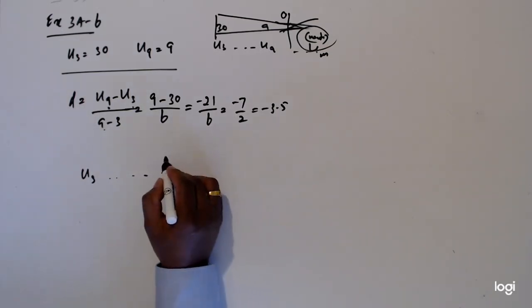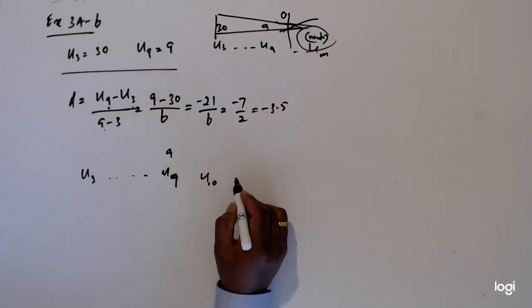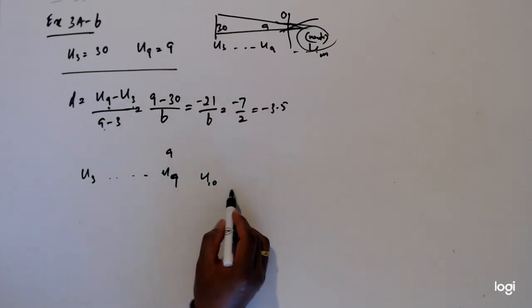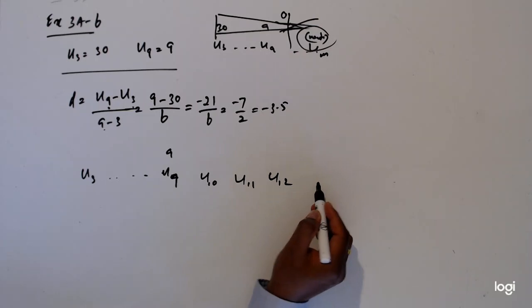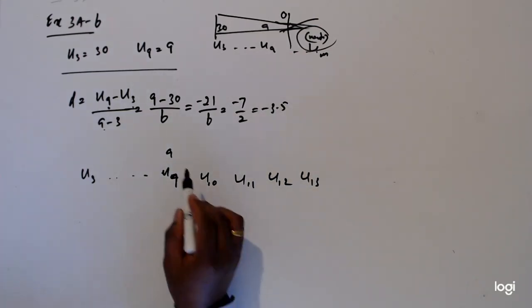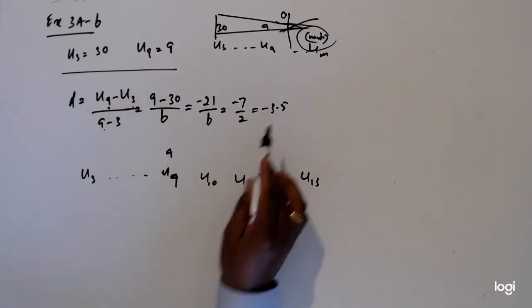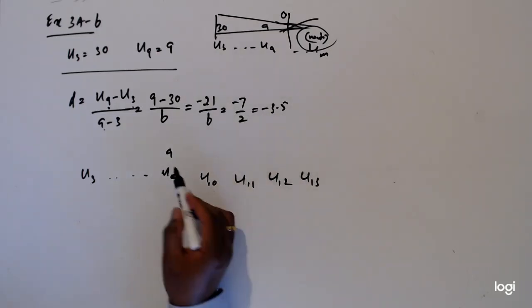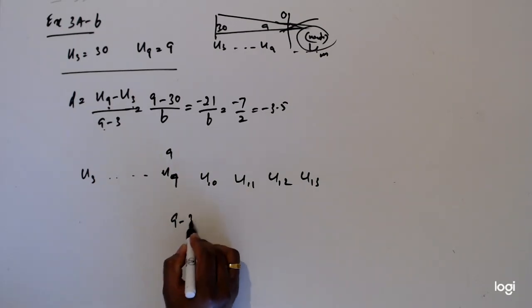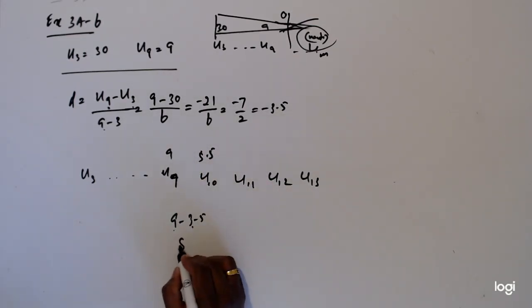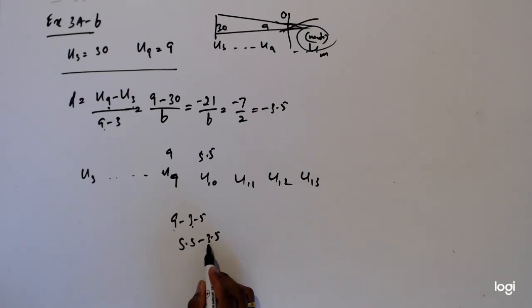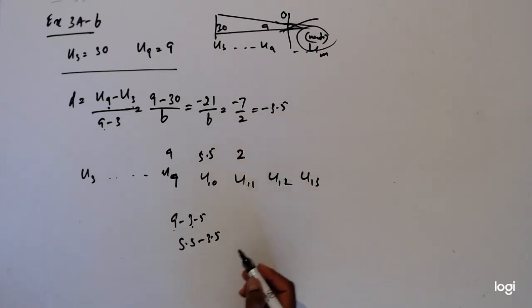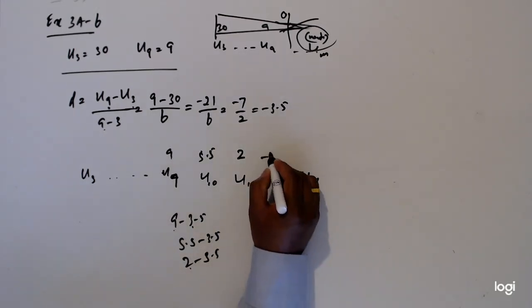Now we are in here, U3 and U9. We know U9 is 9, and I can see that the first negative term is near here. So I can simply check without doing any long calculations. If I add minus 3.5, you're taking 3.5 out because this is negative. So 9 minus 3.5 is 5.5. And then 5.5 minus 3.5 is 2. And then when you take 2 minus 3.5, that is going to be minus 1.5.